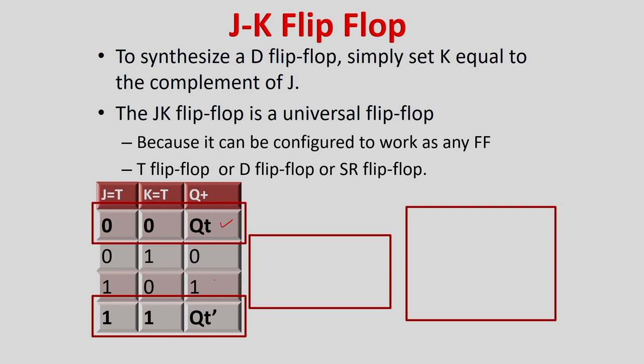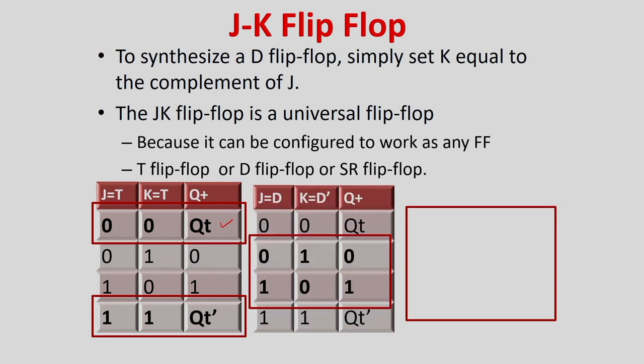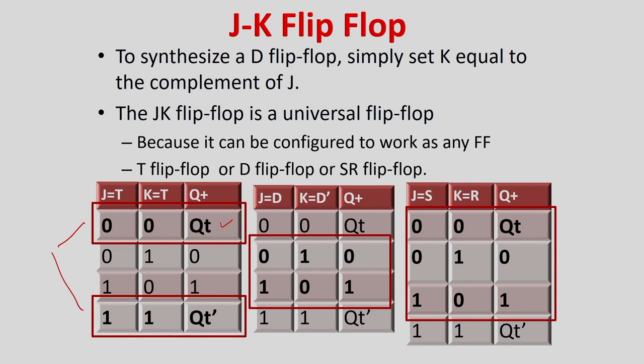And if you take out these things, you can use this as a T flip flop. This one is 0 0, and 1 1 means the complement, so this is the T flip flop. This one we can use as a D flip flop, and this one you can use as a regular RS flip flop. So this part will act as a T flip flop, toggle flip flop, this will act as a D flip flop, and this will act as an RS flip flop. So the JK flip flop can be used as a universal flip flop.